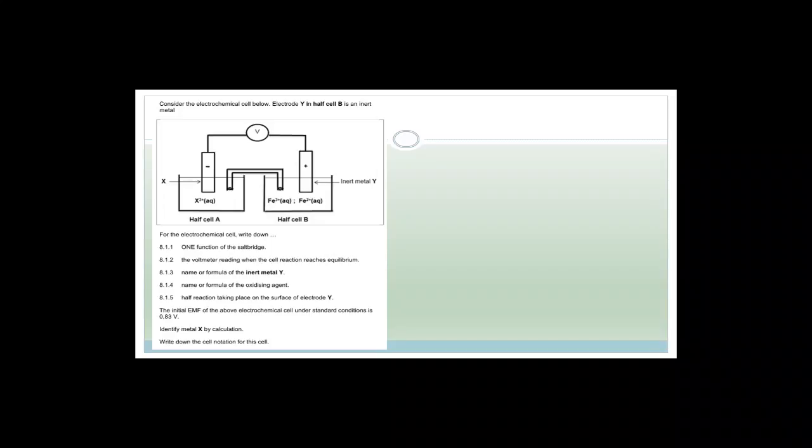I do feel it's important that we go through these questions because they basically just help us to realize what we've been doing so far this year. This is the last few questions, and then we're going to move on to the work that we still haven't covered. Okay, so it says consider the electrochemical cell below.